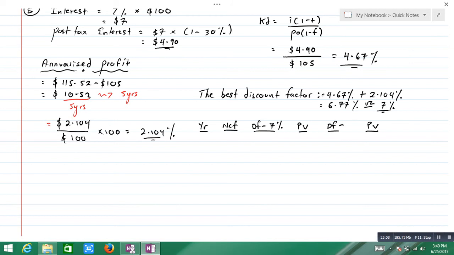So 0, we're going to do it for 5 years, because the convertible bond is for 5 years. Market price is 105, 4.9 interest. Redemption value is 115.52, or conversion value is 115.52. And 105.